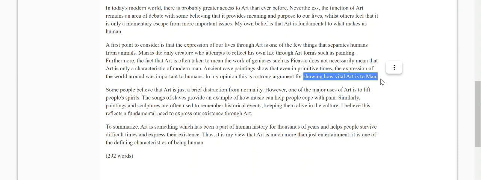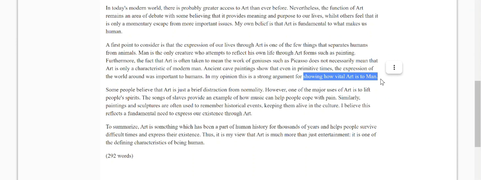Vital: education for being a developed country, being a rich country, how education is vital for being a rich country. Vital is something that you can use.